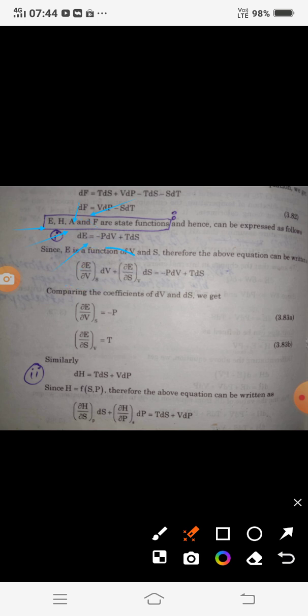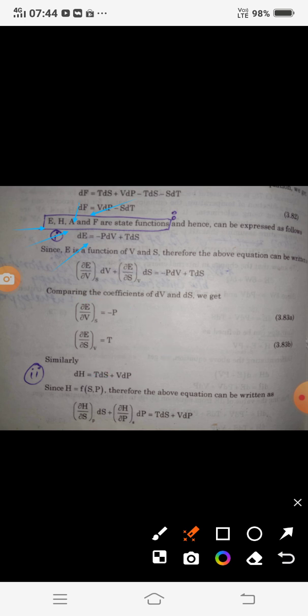That was all about the left side, and the right side is copied in the same way. Comparing the coefficients of dV and dS, we know that del E divided by del V at constant S is equal to minus pressure. And if we talk about the internal energy with respect to entropy at constant volume, meaning the change in the internal energy with respect to the change in the entropy at constant volume, this is always equal to temperature.